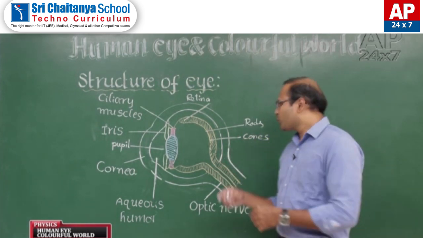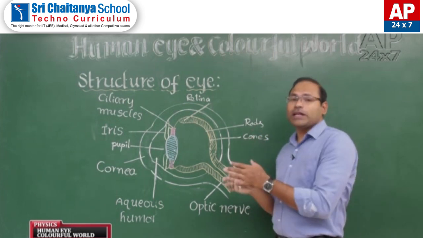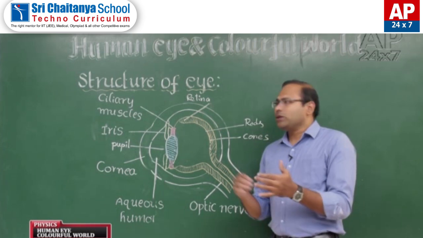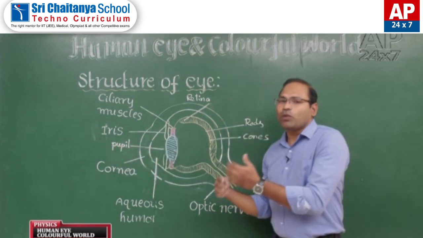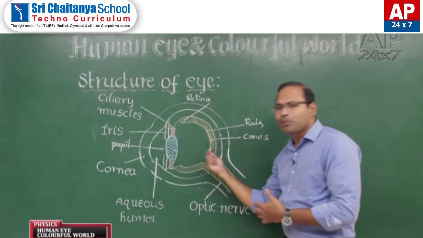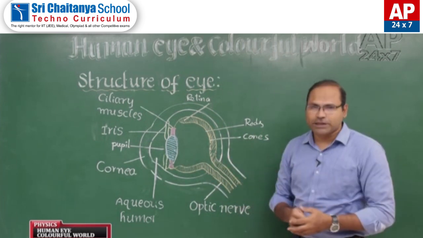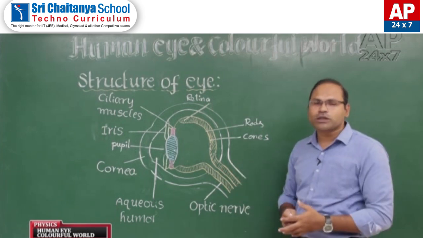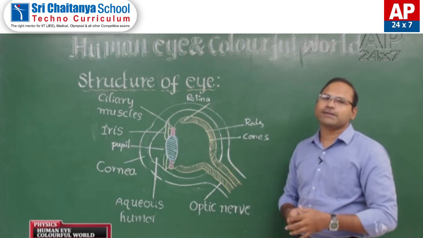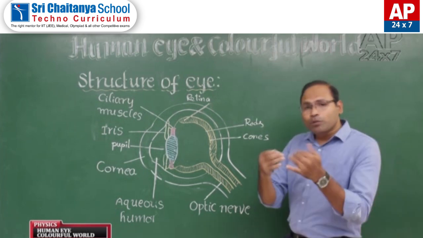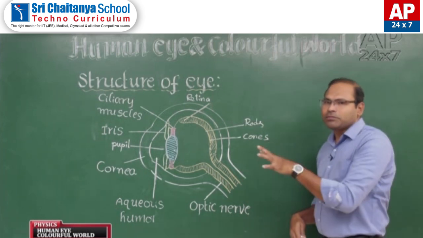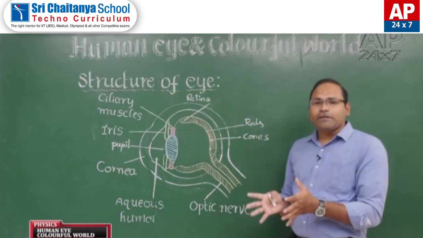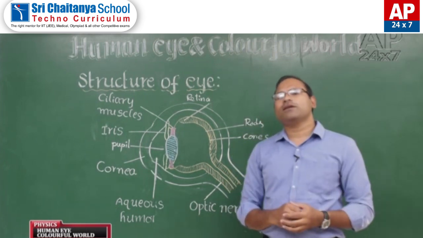If the problem is with the rods, people will suffer from night blindness. In dim light, the light entering from the pupil will not be intense, so people with a problem in the rods cannot see objects clearly. We call it night blindness. And if the problem is with the cones, maybe fewer cones, then they cannot identify colors properly. We call it color blindness.